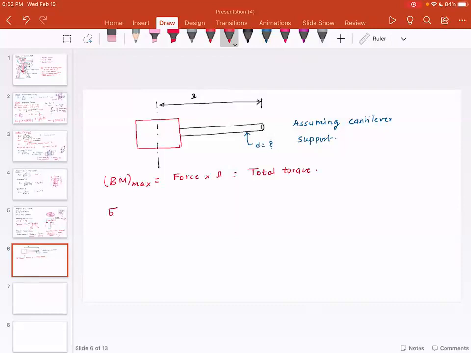And then I can use the equation sigma is equal to BM max divided by I, multiplied by Y. If D is the diameter of the handle, I'm going to call it DH. Sigma is equal to BM max divided by (pi DH to the power 4 by 64), multiplied by DH divided by 2. This value comes from the data book.